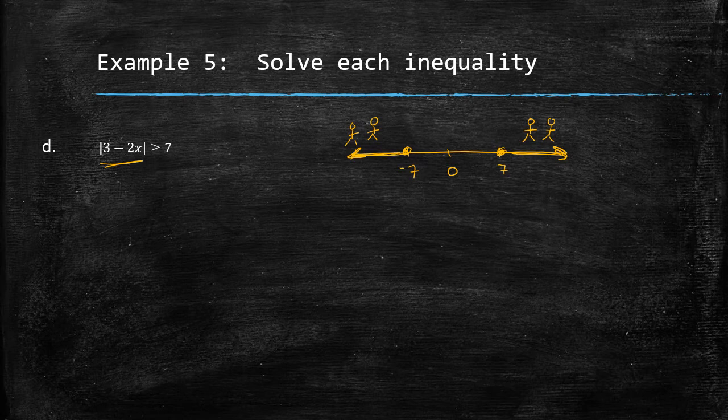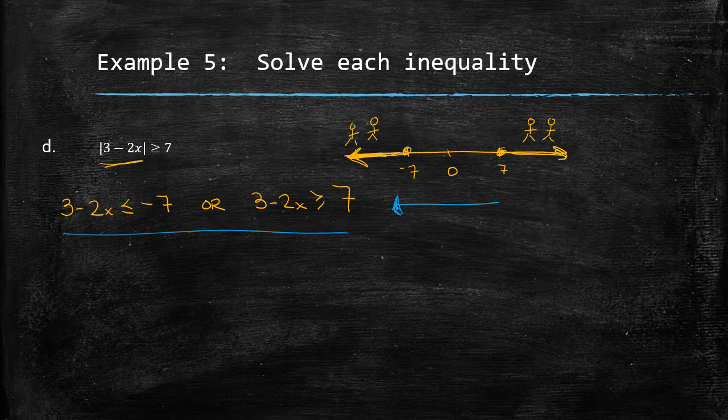If they're to the left of negative 7, they must be less than negative 7. So 3 minus 2x is going to be less than or equal to negative 7, or they're on the right-hand side. So 3 minus 2x would be greater than or equal to 7. Okay, so this is the main line right here. If you can get this line here, writing your absolute value inequality without the absolute value bars, then you understand what's going on.